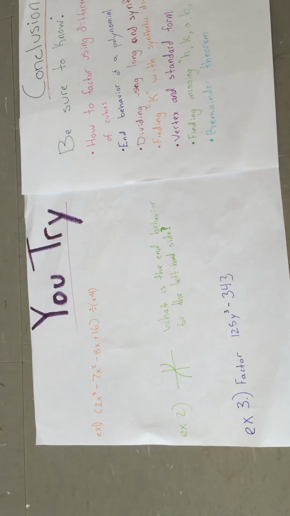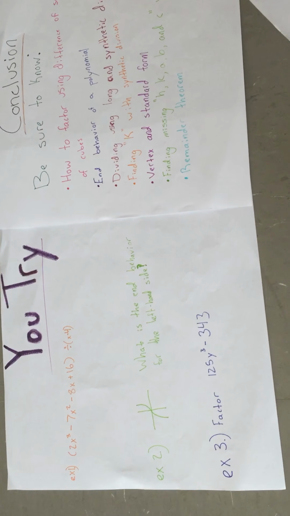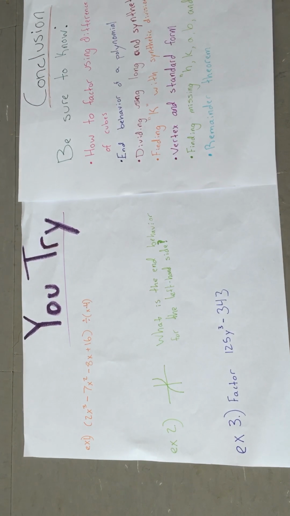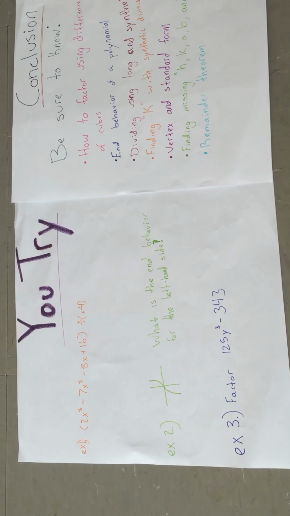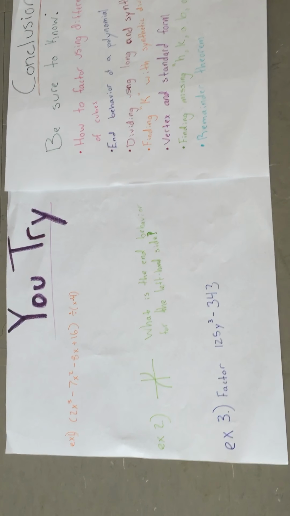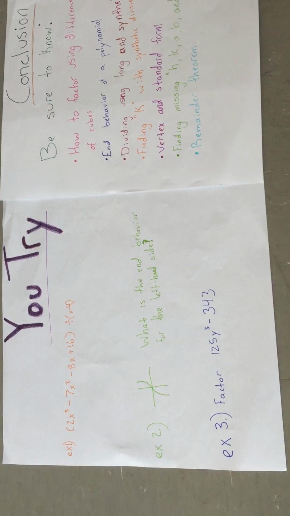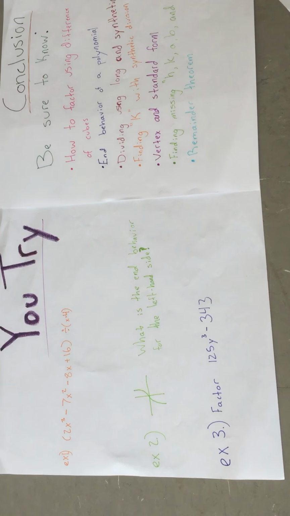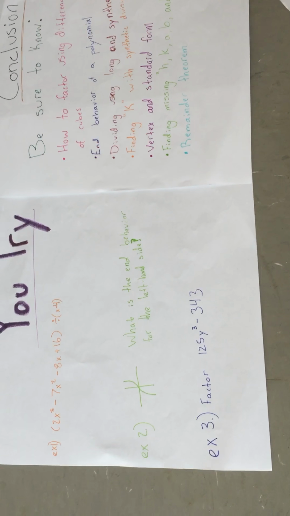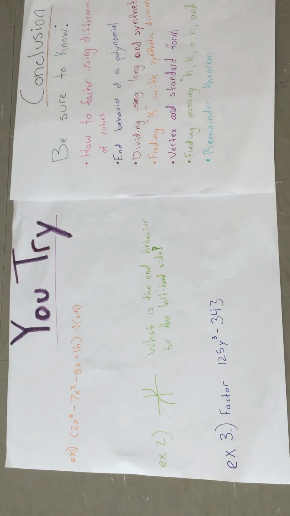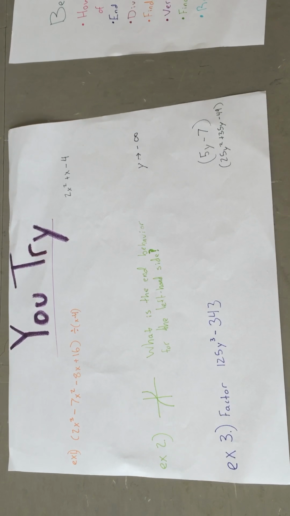You try. Given the equation 2x cubed minus x squared minus 8x plus 12, you divide it with x minus 4. And what is the end behavior for the function on the left-hand side? And factor 125y cubed minus 343. Those are the answers.